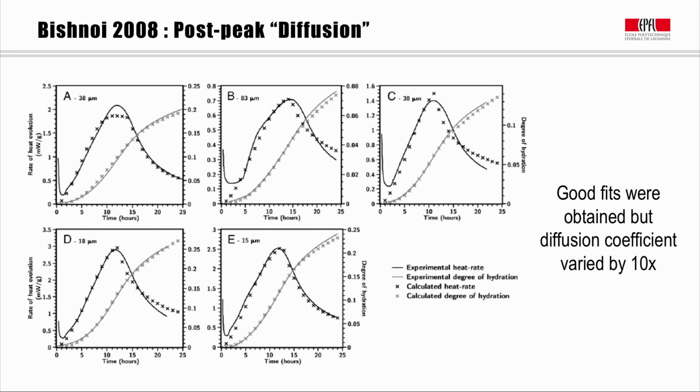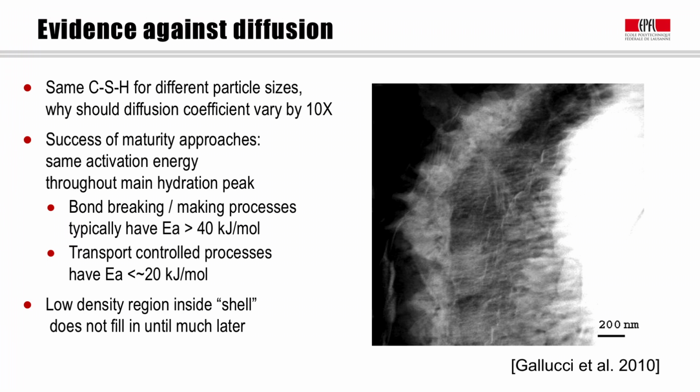So we really have to abandon this idea of diffusion, and there are a number of other reasons why we should do this. So here we have the first reason I showed you in the last slide, that there's no reason why this diffusion coefficient should change by an order of magnitude. But also, those of you who have perhaps looked at different ways of calculating maturity will be familiar with the idea that we can use a single activation energy throughout that main hydration peak. And we wouldn't expect that if we had a transition in mechanism.